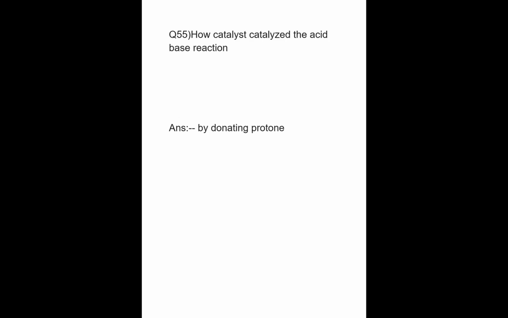Then how does a catalyst catalyze the acid-base reaction? In an acid-base reaction, the catalyst catalyzes the reaction by donating protons. It speeds up the reaction. Boric acid does not titrate with strong alkali. Then how does H2O2, that is hydrogen peroxide, differ from ethylene oxide sterilization? The difference is that it is not inflammable.